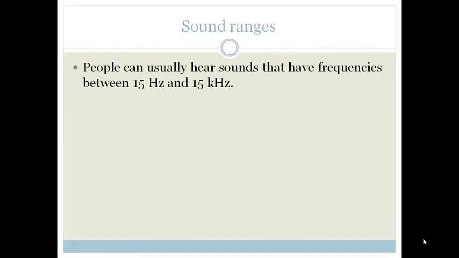Good day, grade 10s. In our last lesson on sound, we need to learn a little bit about ultrasound. What you need to understand is people can hear sounds between the frequencies of 15 hertz and 15 kilohertz. That's 15 hertz to 15,000 hertz.